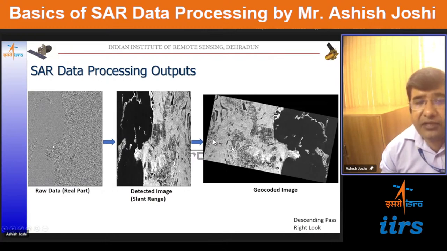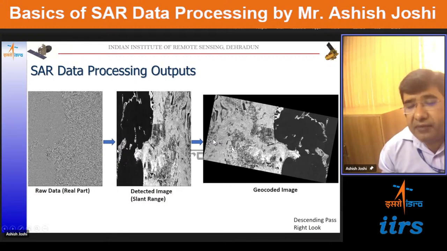You can see no processing has been applied, as this is signal level data. No feature is visible, but by doing signal level processing, using matched filtering in the frequency domain in both the range and azimuth direction, we are able to focus this data. Mostly the space agencies give this type of SLC data.